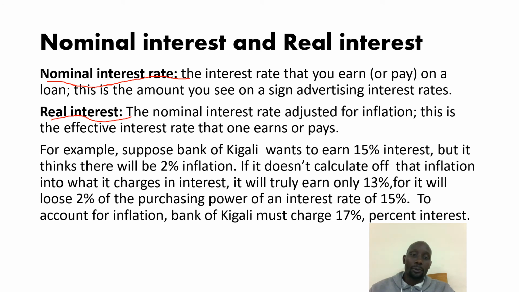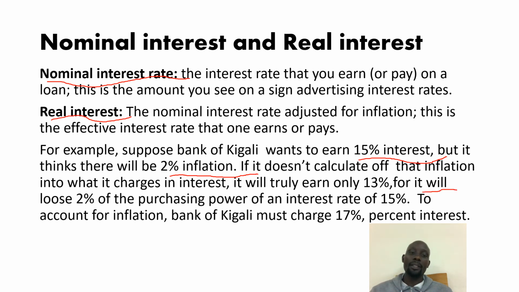So we are going to have this example. For example, suppose Bank of Kigali wants to earn 15% when it lends money to borrowers. So if its target is to earn 15% interest, but Bank of Kigali thinks that there will be a 2% inflation in the economy, if it doesn't calculate off the inflation into what it charges in interest, it will truly earn only 13%.